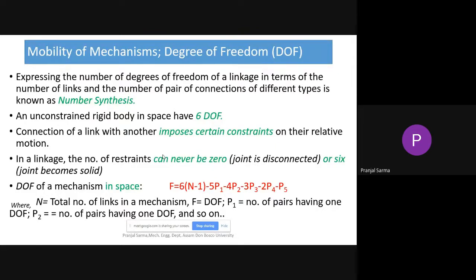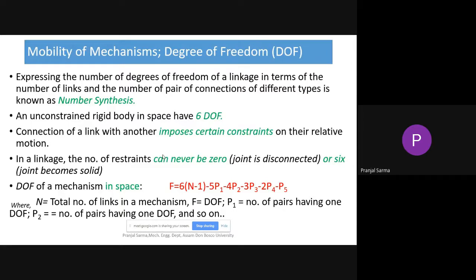So now, as you know, there will always be a connection, okay? And because the number of restraints can never be zero. That means if the number of restraints is zero, what does it mean? It will automatically mean that the joint is disconnected. That means there is no connection. So there is no restraint, there is no connection. So it is of no use. So in a linkage, it can never be zero.